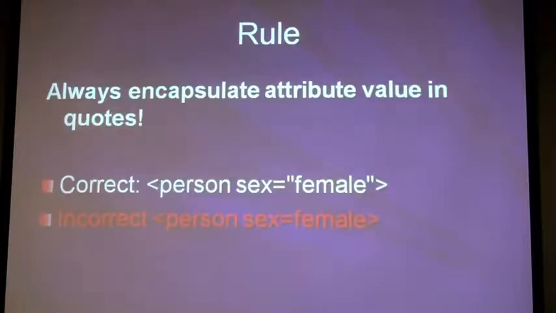Move forward. Attributes should be created using the following syntax. For example, if you have element person, then attribute X should be specified as this one. So you have the attribute name, and this is the value. The value should always be encapsulated in double quotes, unlike element values. In attributes, you should always use double quotes. Okay, this is incorrect. This is correct.